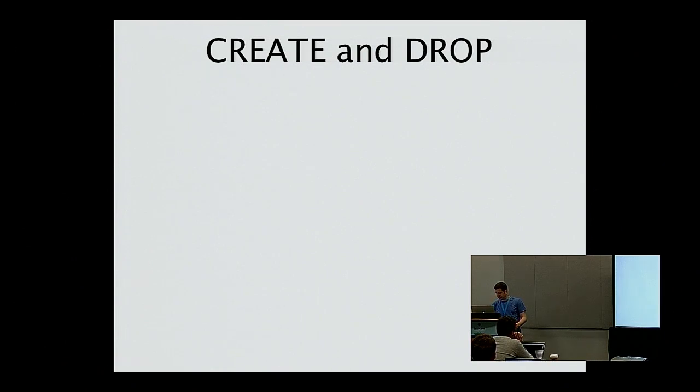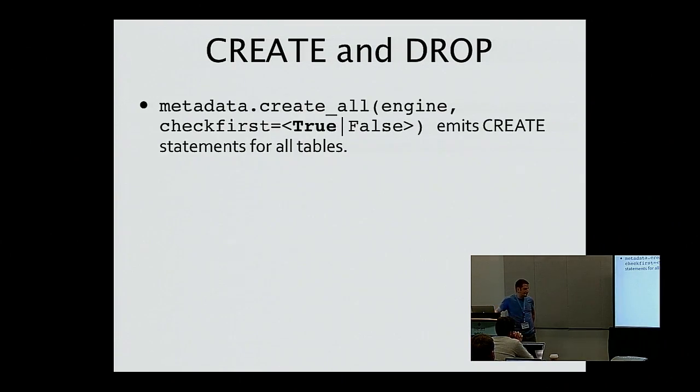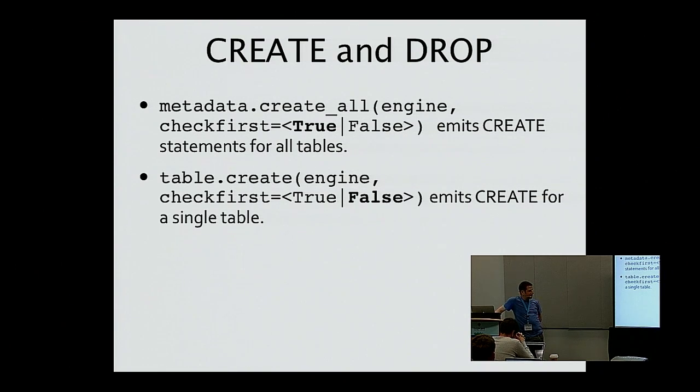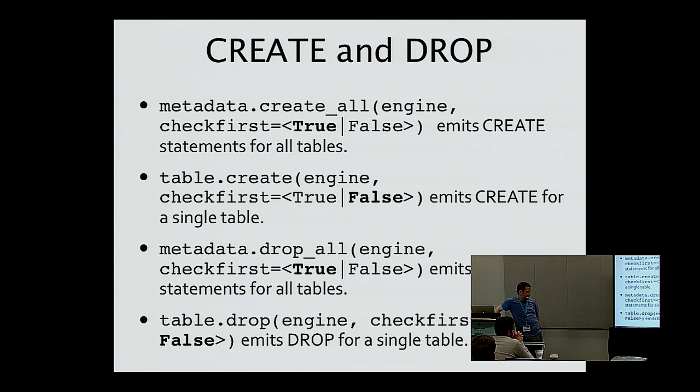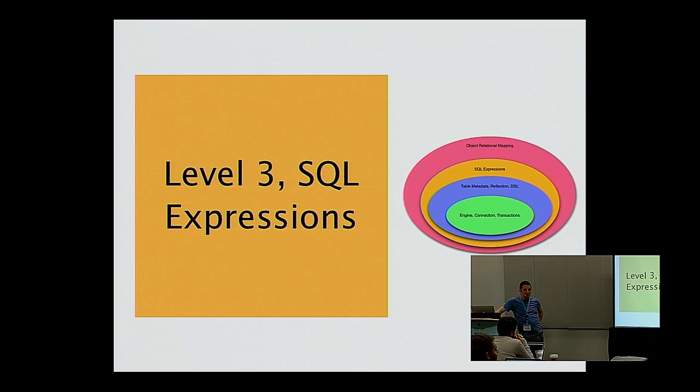Create and drop. Here are the varieties of create and drop that we show, just to see what it is. Create all. You can do check first, which means it'll either check or not check. Table.create, metadata.drop all, and table.drop. This is just familiarity with the variety of the API. Everyone look.